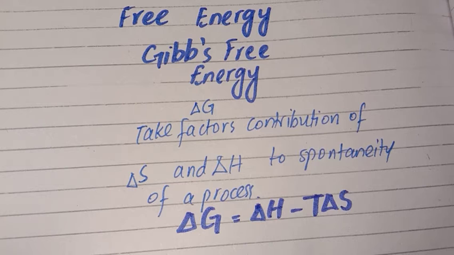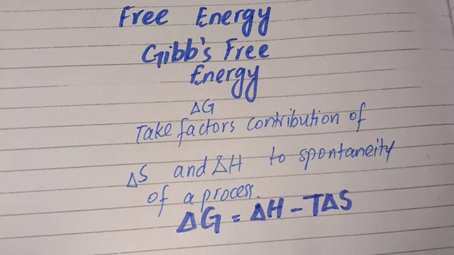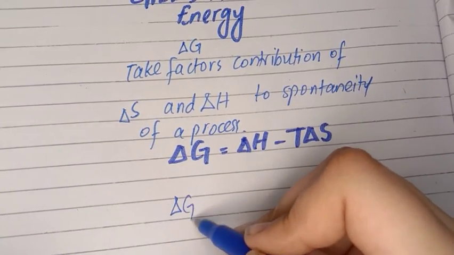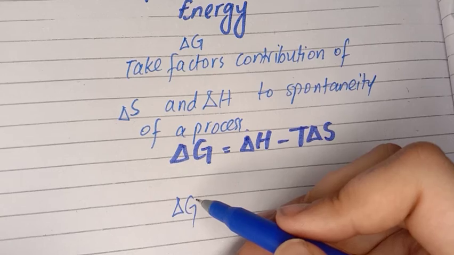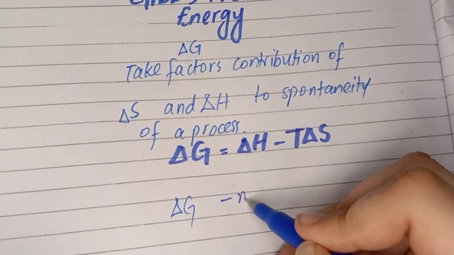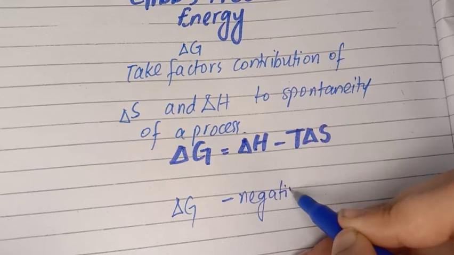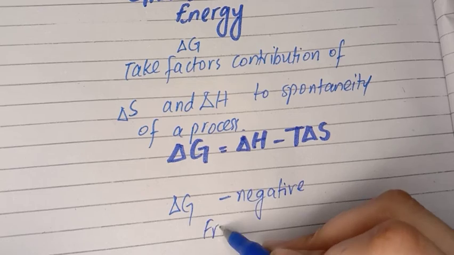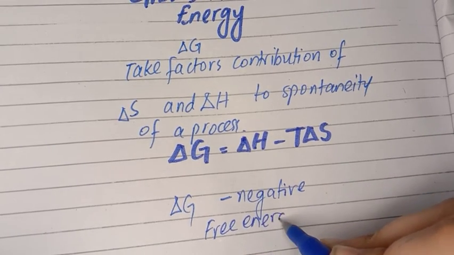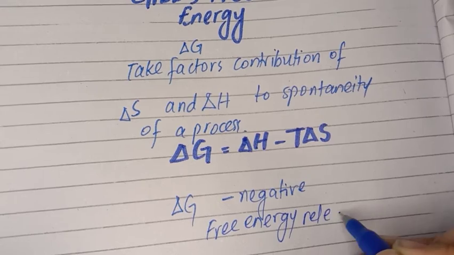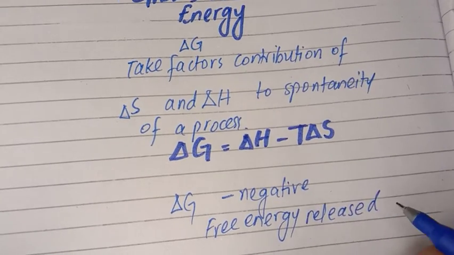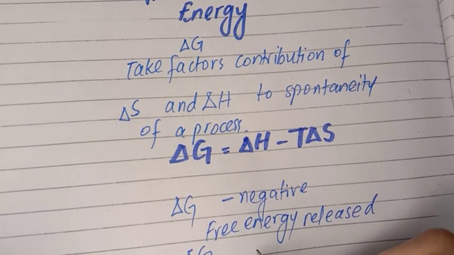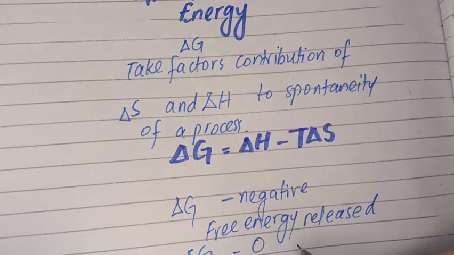It relates delta H and delta S by the equation delta G is equal to delta H minus T delta S. So we can say that the value of the free energy change determines whether a chemical reaction or a physical process will occur spontaneously or not. If delta G has a negative value, free energy is released and the process is spontaneous. If delta G is zero, the process is neither spontaneous nor non-spontaneous, but is instead at the equilibrium state. If delta G has a positive value, free energy is absorbed and the process is non-spontaneous.